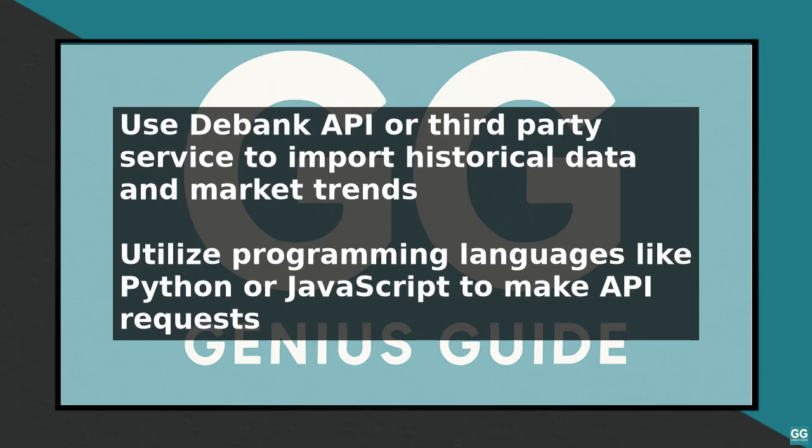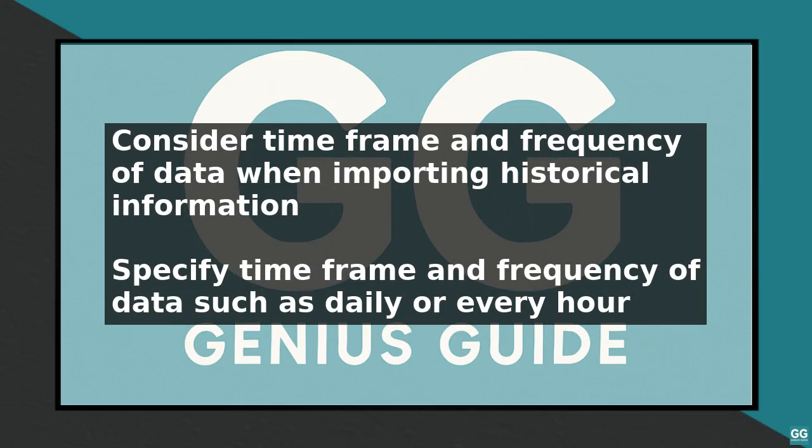To import Debank historical data using the API, you need to follow these steps. First, obtain an API key from Debank by going to the Settings tab and clicking on API Keys. Then, use the API key to make a request to the Debank API endpoint for historical data. Specify the time frame, frequency, and other parameters as required.